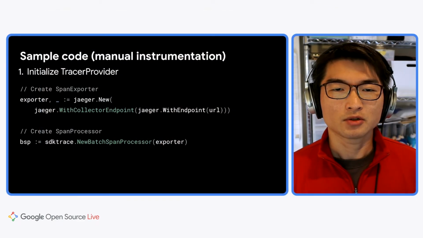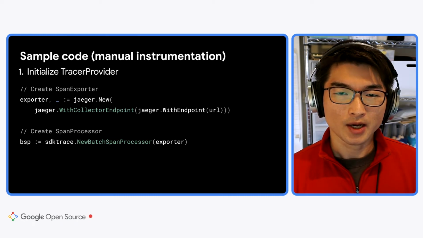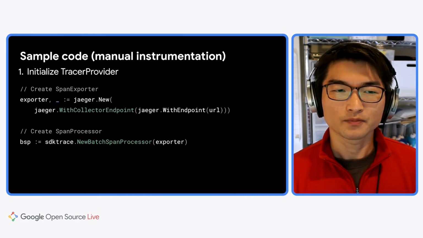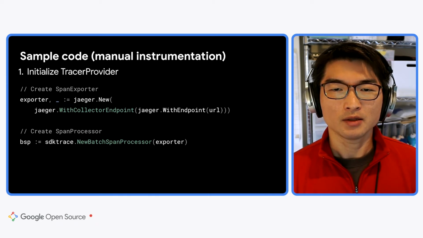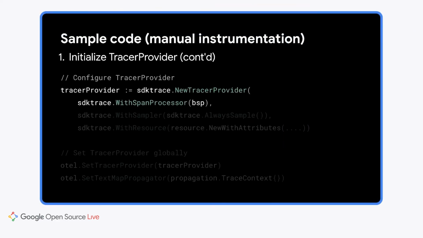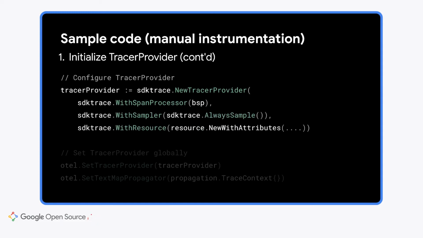This example is trying to send spans to Jaeger, a famous open source trace backend. First, it creates an exporter object for Jaeger, and the exporter object is passed to the span processor. The span processor object is passed to the tracer provider configurations. Now the tracer provider knows where and how to send spans. Also, this configures the sampling rate. In this case, all traces will be sent to Jaeger.